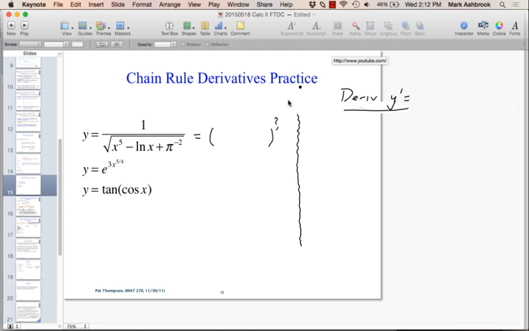I turned it into all of what's in the square root to the negative 1/2. He wants an exponent of negative 1/2. Agree? And then what, Alec, would you get for the derivative then? Negative parentheses x to the 5th minus ln of x plus pi to the negative 2nd.